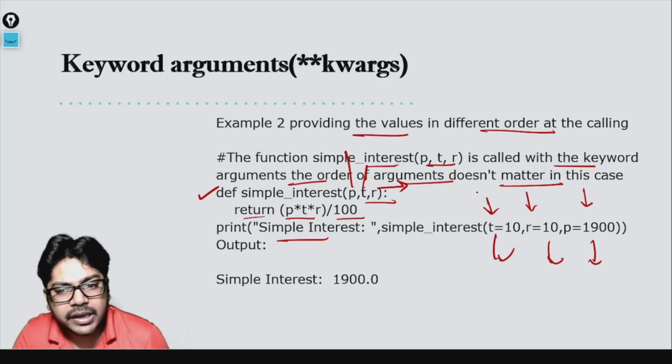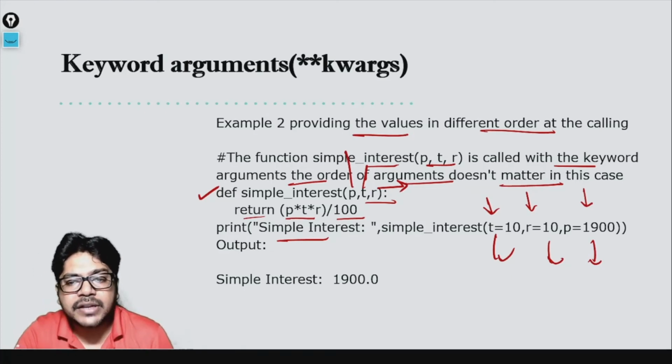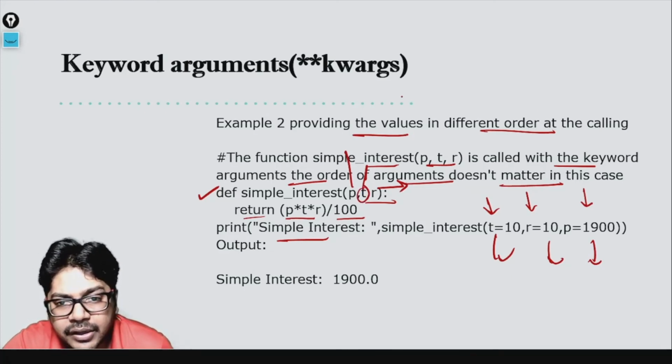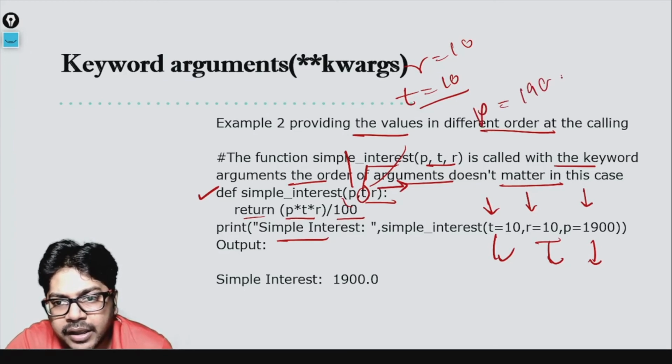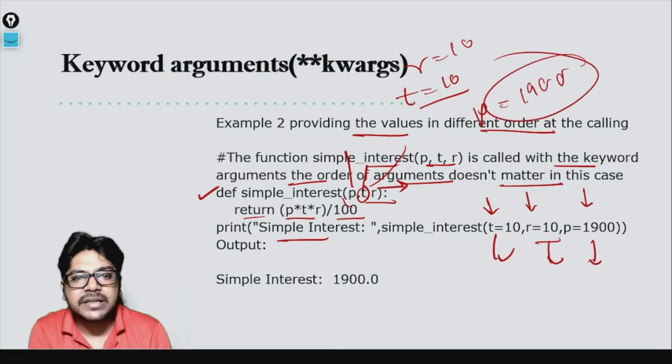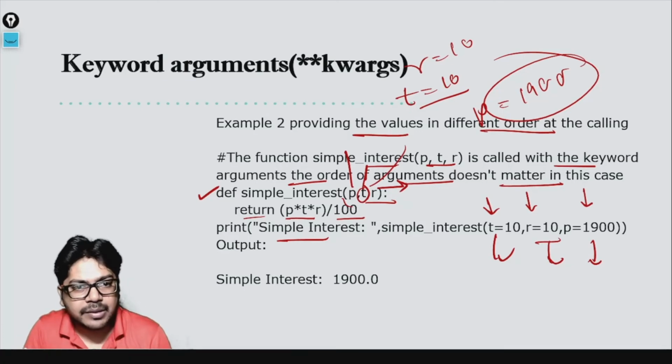It is not going to make any difference, right? So this is how the keyword argument works, because it is going to match T. Where is T? There is T. So T is going to have a value of 10. Where is R? R is here. So R is going to have a value of 10. Where is P? Here is P. So P is going to have a value of 900. This is how it works. It matches. So this is the simple one. I'm not writing this code in the editor.